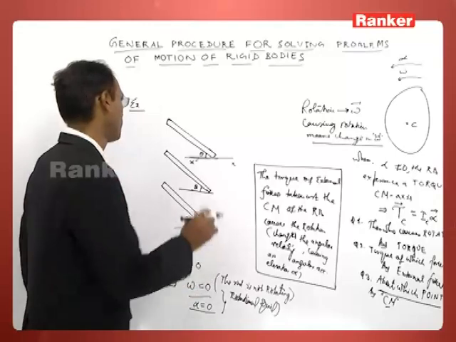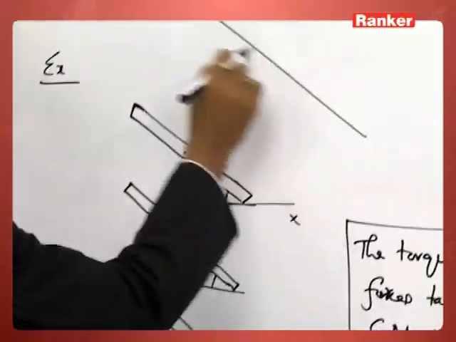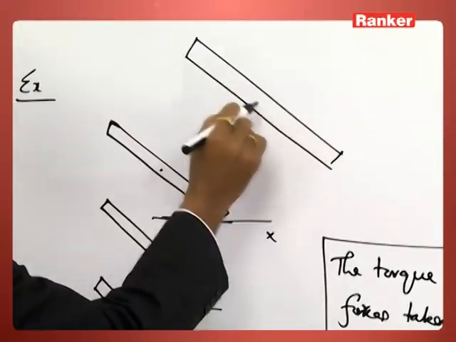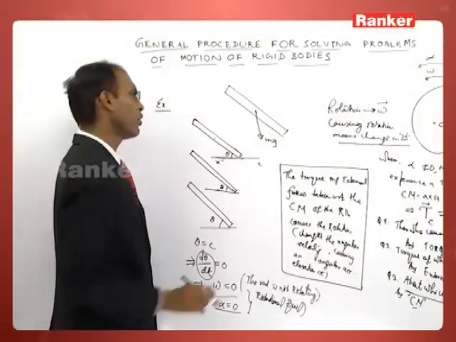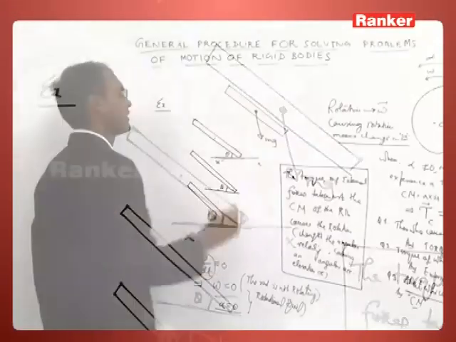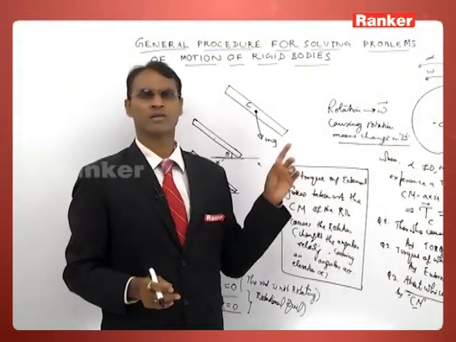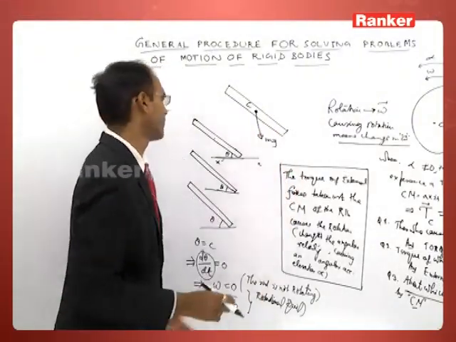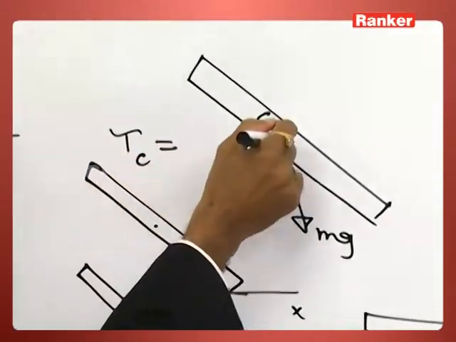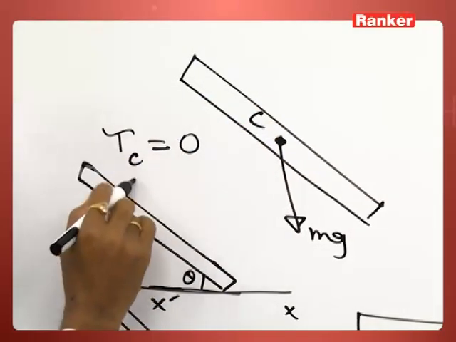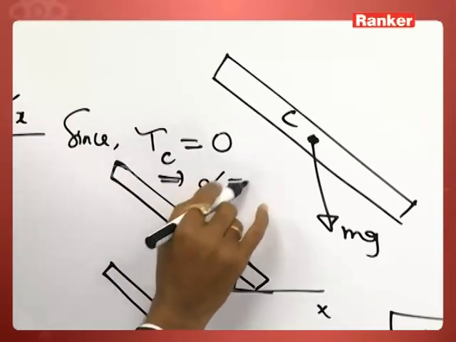Alpha will be 0 only when the net torque acting on the rod about its center of mass is 0. The gravity acts at the center of mass. No other force is acting except gravity. Since the gravity passes through the center of mass, it cannot produce a torque about the center of mass axis. Therefore, the net torque about the centroidal axis is 0. Hence, alpha is equal to 0.